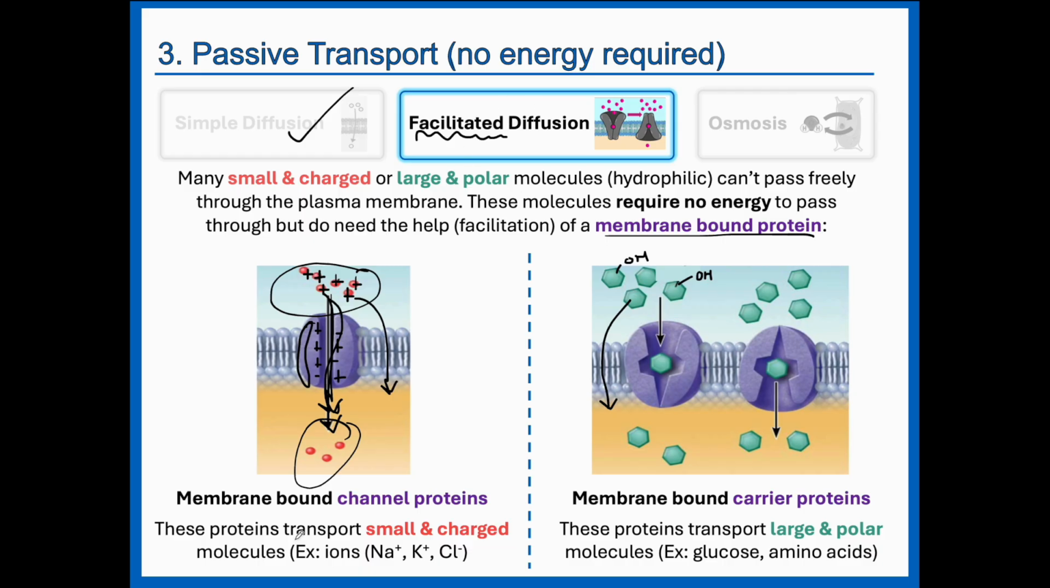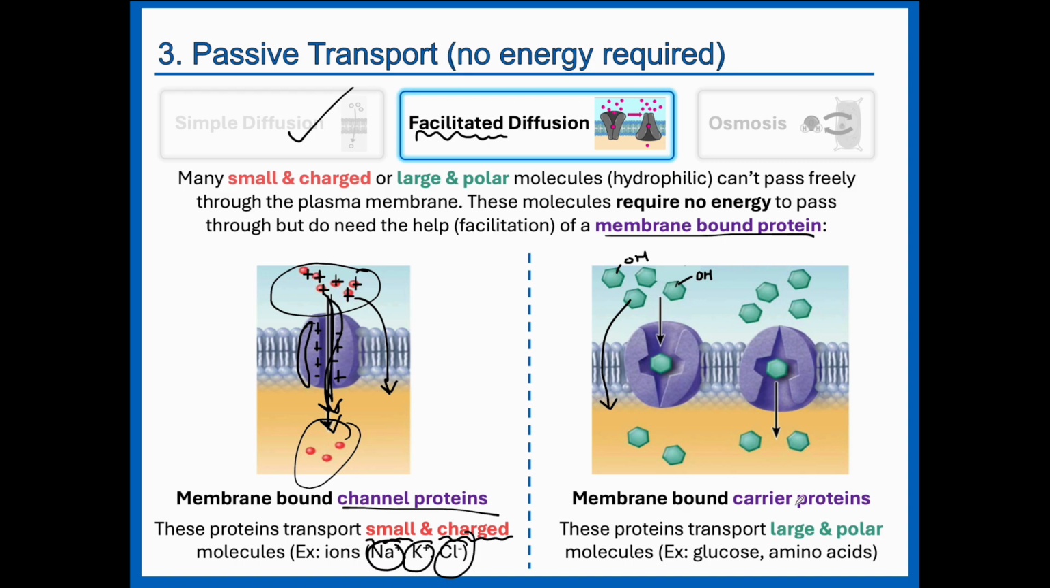In facilitated diffusion, these are just two types of bridges. Channels, right? Channel proteins transport small molecules that are charged, such as ions. Sodium, potassium, chloride, all of these have charges. So they need a channel to go through.